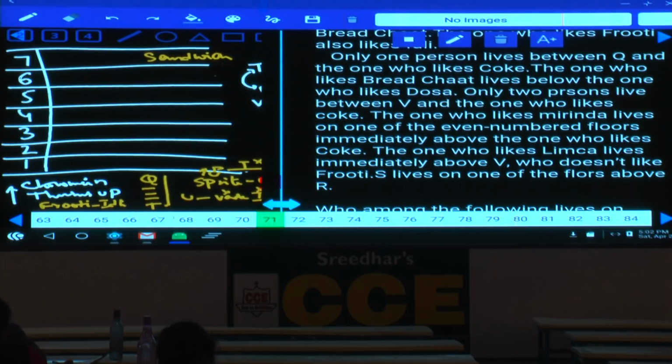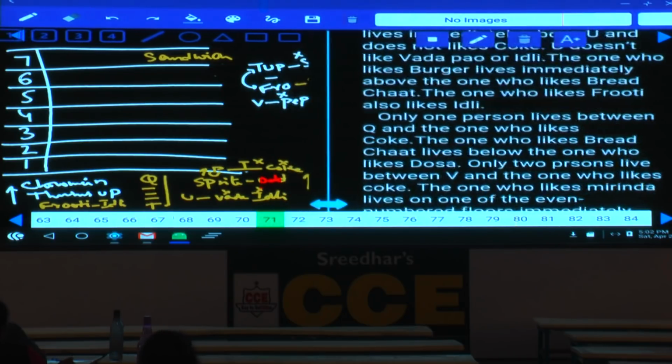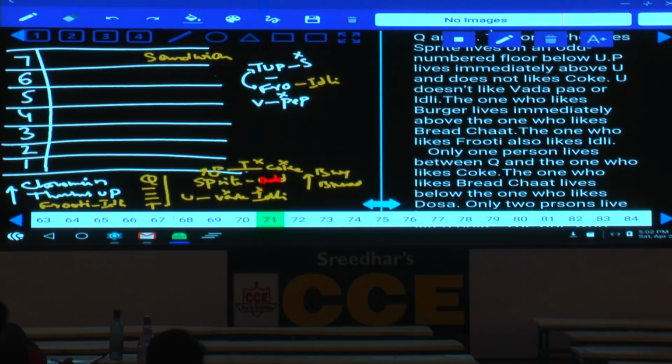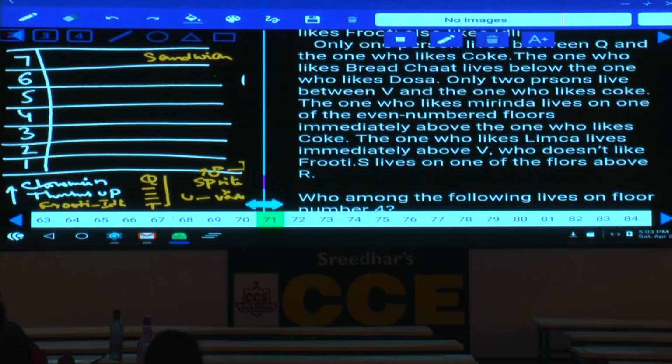The one who likes bread chaat lives immediately below the one who likes dosa. Bread chaat lives below the dosa, and if dosa is here, bread chaat lives below dosa. And at the same time, the word immediate is not given. Bread chaat lives below dosa, and next one.